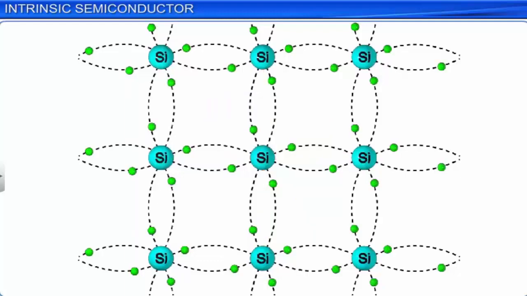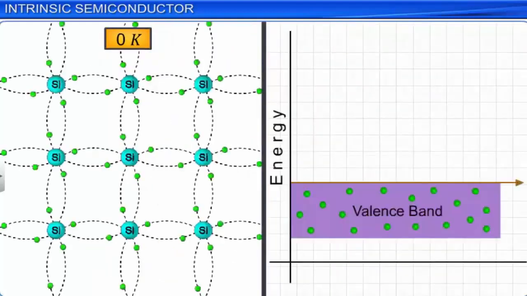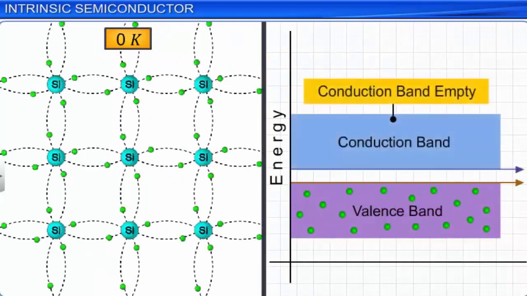Let us use the crystal structure of silicon to further study intrinsic semiconductors. Remember, the following discussion applies equally to germanium in its intrinsic form. At absolute zero, all the covalent bonds in the crystal lattice of an intrinsic semiconductor are intact. Thus, at absolute zero, there are no free electrons to occupy the conduction band, and the intrinsic semiconductor behaves like an insulator.